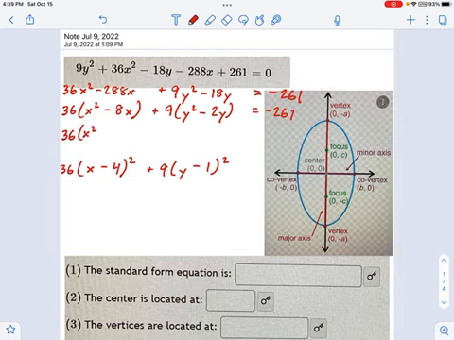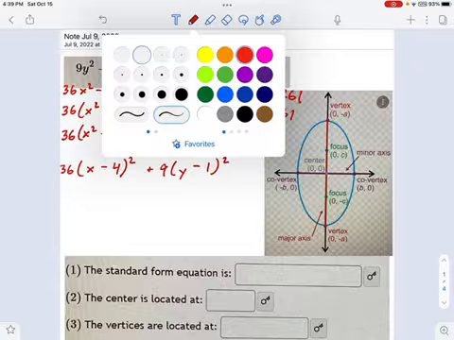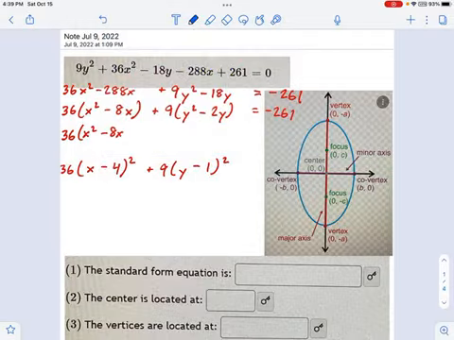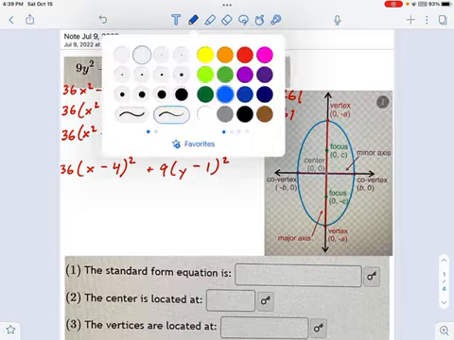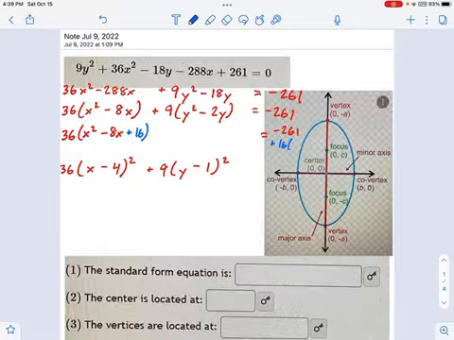36 times x squared minus 8x. And you can imagine FOILing this backwards. What's negative 4 squared? Well, that's going to be plus 16. So I'm going to have a plus 16 in here. And if you're adding that to the left side of the equation, you have to add that to the right side of the equation. So look at the right side. This is turning into negative 261 plus 16 times 36. Don't forget about that GCF.